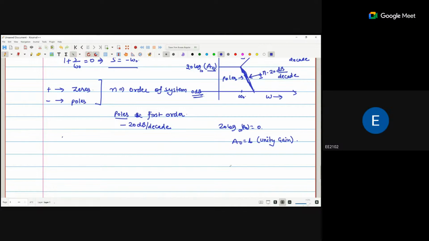If omega is greater than omega naught, the response V naught upon Vi is A naught upon 1 plus j omega upon omega naught. Omega is greater than omega naught, so omega upon omega naught is greater than 1. So I can neglect the 1, as it is very small. So that is A naught omega naught upon j omega.